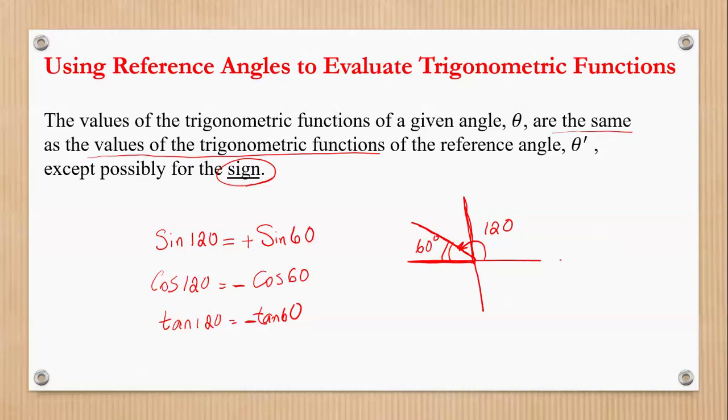So when you are using a reference angle, make sure that after finding the reference angle, you find the sign, whether it's positive or negative. That all depends on where the angle is, which quadrant the angle is in.